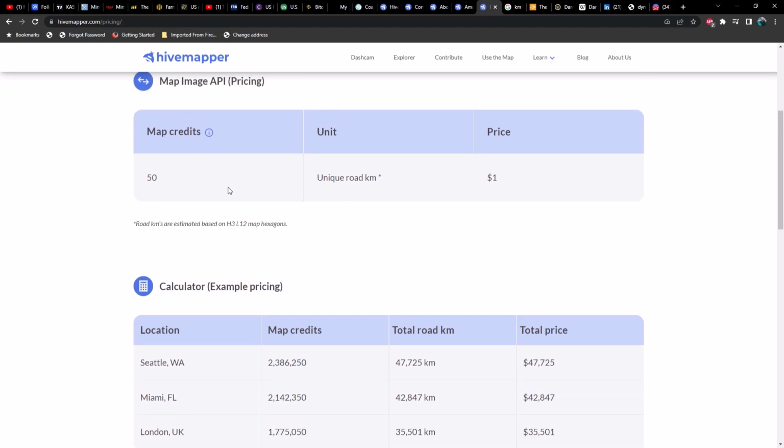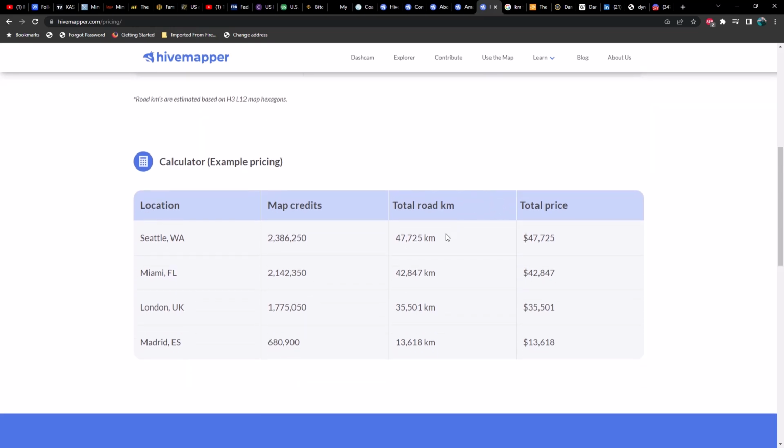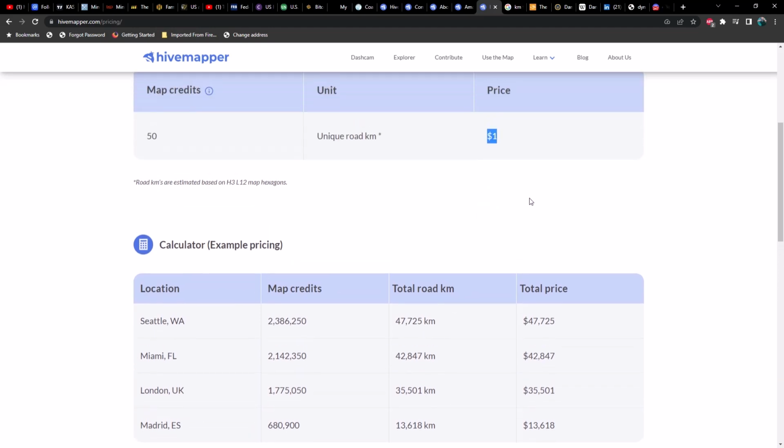But currently what they're stating is, let's take, for example, Seattle, Washington. Map credits, 2,386,250, total road kilometers, 47,725. Total price, 47,725. So essentially what they're telling you is, for every unique road kilometer, it's equal to $1. Now, I did the math on some of the earnings for other people and converted this into miles for those of you who are in the United States. And what I was coming up with was roughly about 3 cents per mile, not a dollar per kilometer.